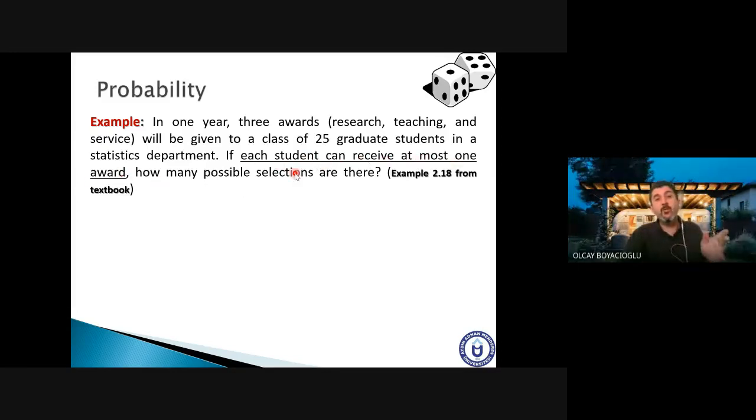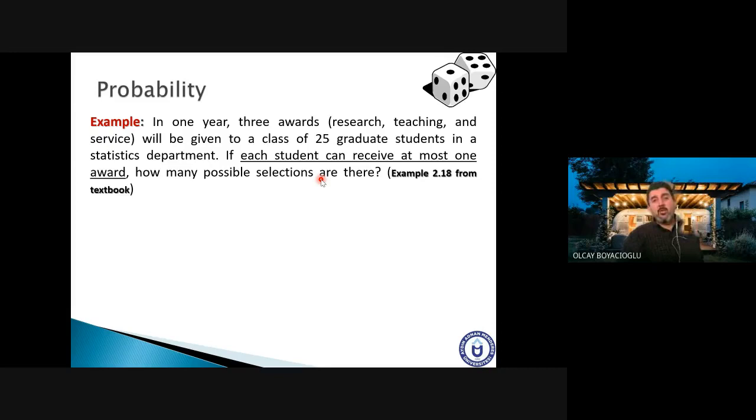Also there is a rule. So let's say there is this crazy great guy. Okay, he does everything perfectly. He is the best researcher. He is teaching the best, and he is also doing service to the community. All right. So that means he's going to get all 3 awards, but they don't do that. They give 1 student only 1 award. So in that case, how many possible selections are there?